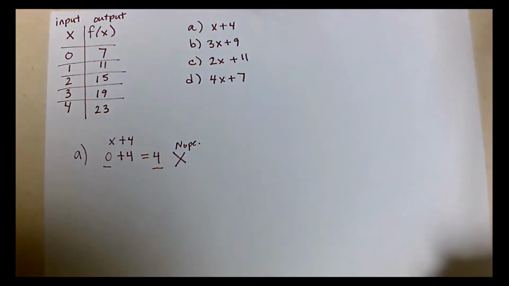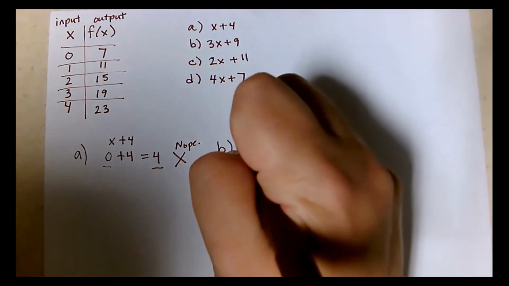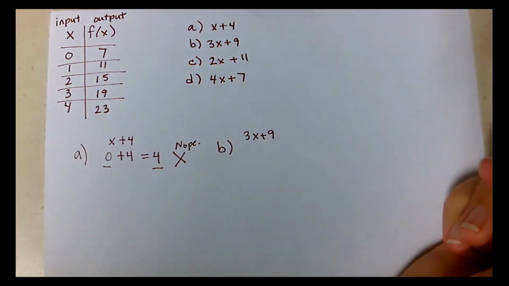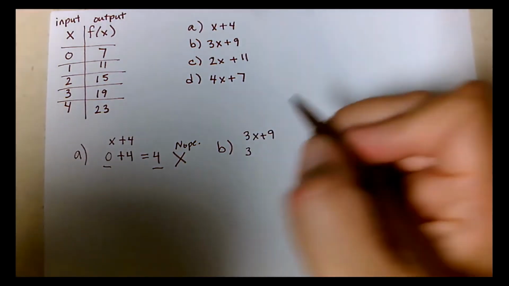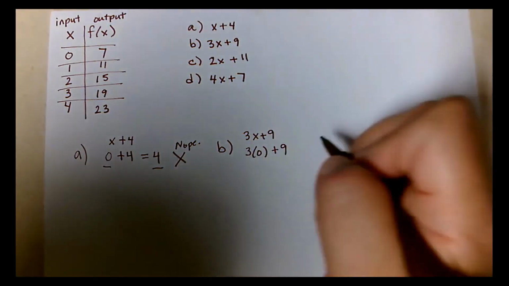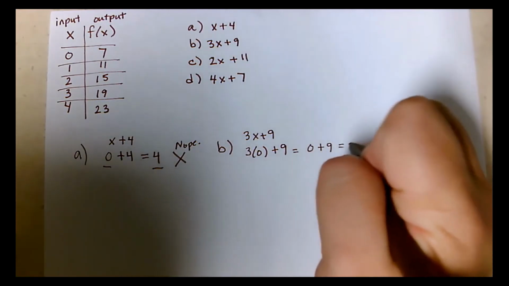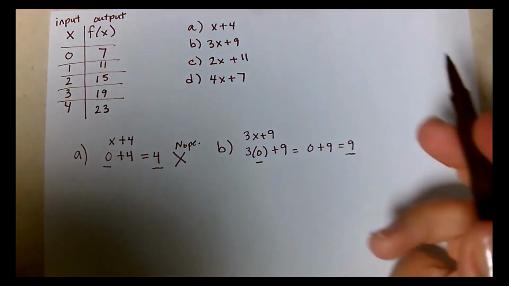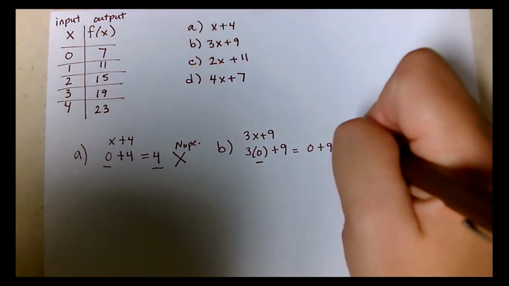Okay, let me check the next one, B. This one is 3x plus 9. So I'm going to try it with 0 first. 3x means 3 times 0 plus 9. Let's see, 3 times 0 is 0, plus 9 is 9. When a 0 went in, a 9 came out. I don't want that. I want, when a 0 goes in, a 7 to come out. So I'm going to say it's not this one.